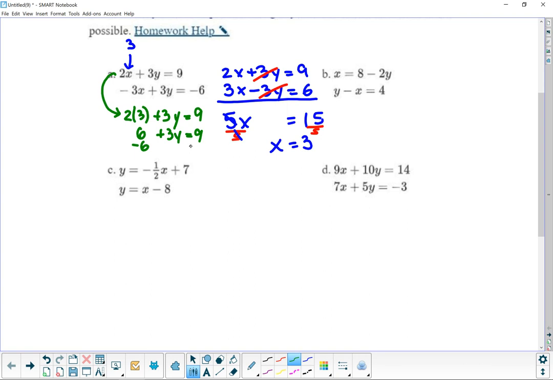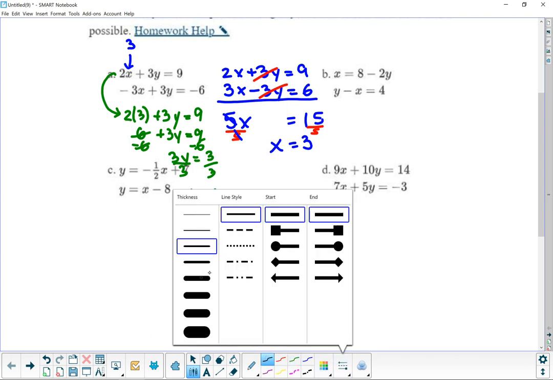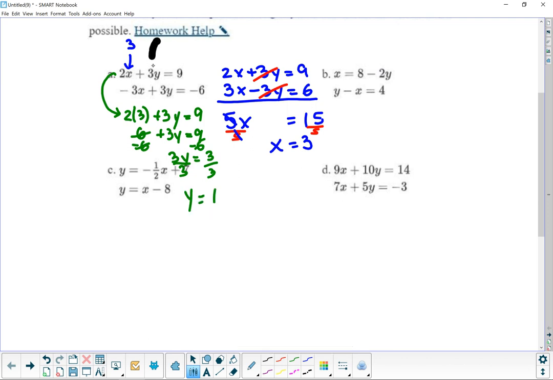Subtract 6 from both sides. 3y equals 3. 9 minus 6 is 3. And then divided by 3, we get y equals 1. So now we have our answer for that first one. The answer is x value 3, y value 1. That's your answer.